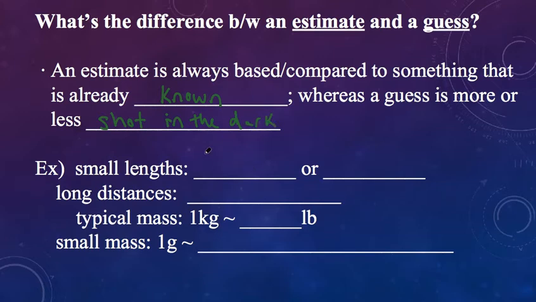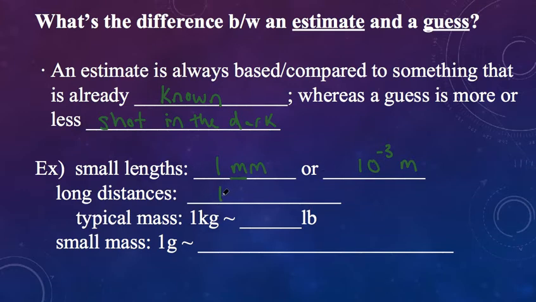Okay, so we need to know some basic information. This is what I will later call a common sense reference. When we're talking about small lengths, we might say the millimeter. So 1 millimeter, or we can write that as 10 to the minus 3 meters, because the prefix milli stands for thousandth. So that's 10 to the minus 3.